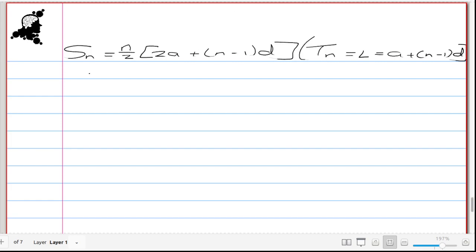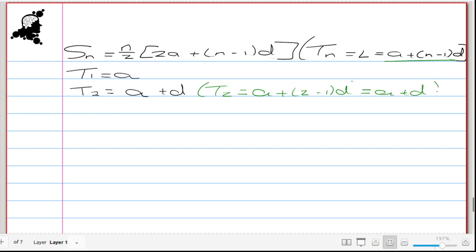The first term of an arithmetic sequence we said is a. To get the second term, we take the first term and add the common difference, if you can remember. If you don't understand what's going on here, basically you say T2 equals, take the formula for Tn and substitute n equals 2. So a plus 2 minus 1 times d, this is just going to give you a plus d.